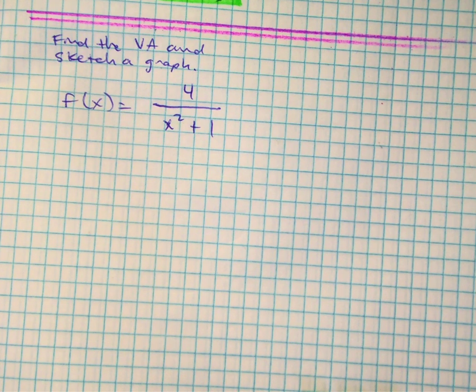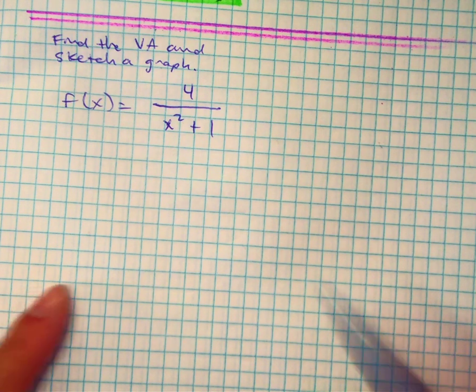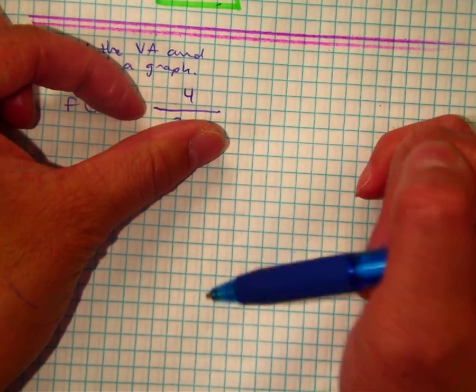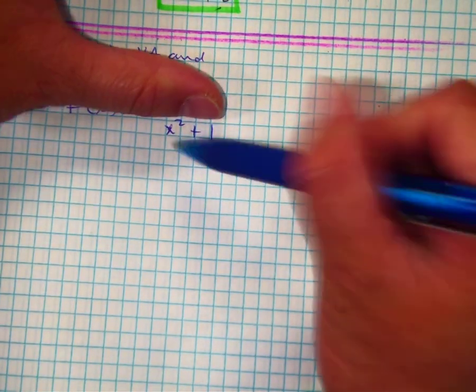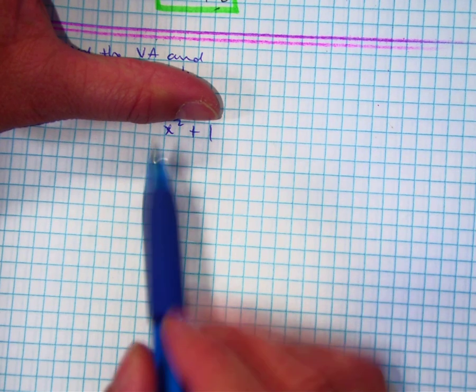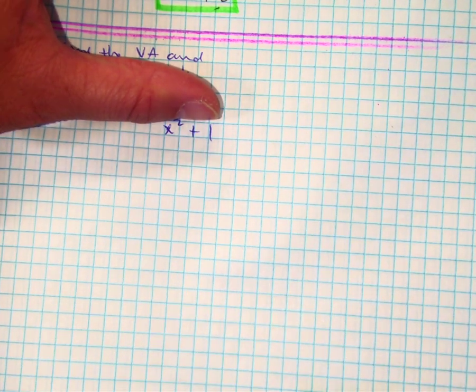Alright, let's go over this problem. I first need to factor it. I look at the numerator. It's a constant. Can't factor that. I see a polynomial, x squared plus 1. Can't factor that. You might think of difference of squares or something on the board.